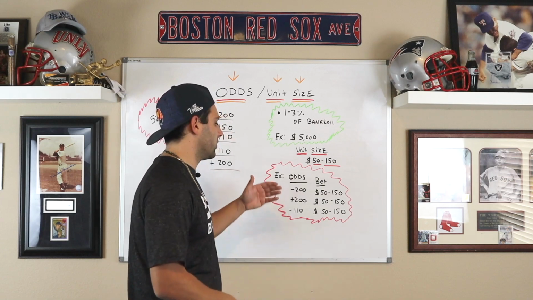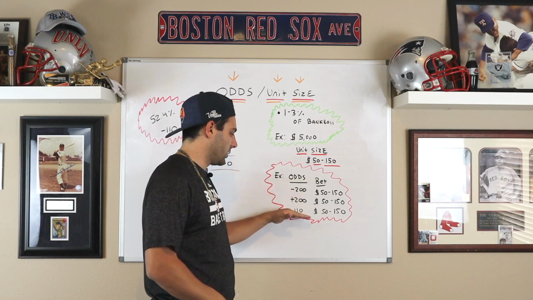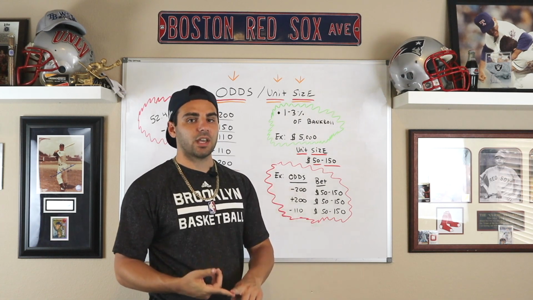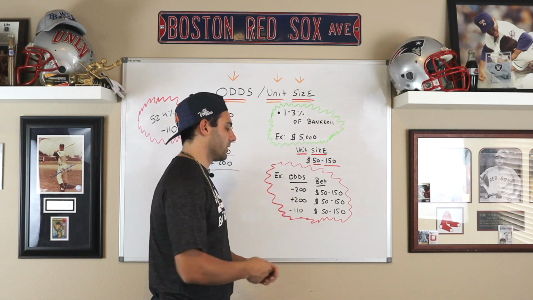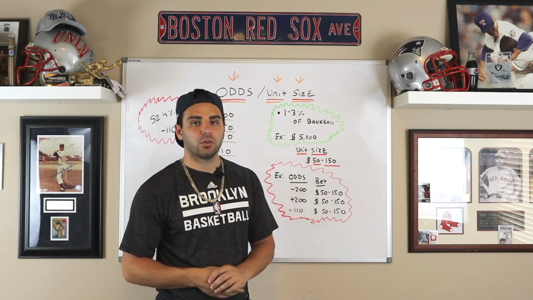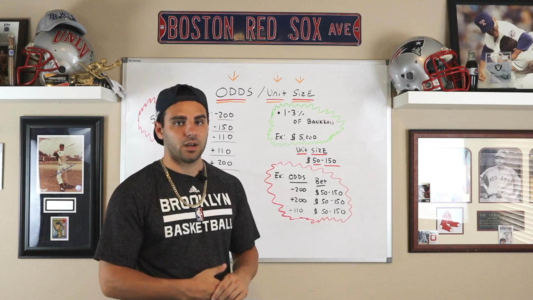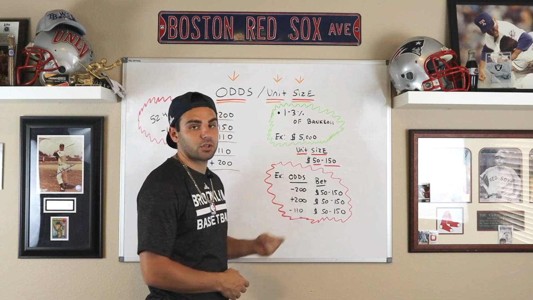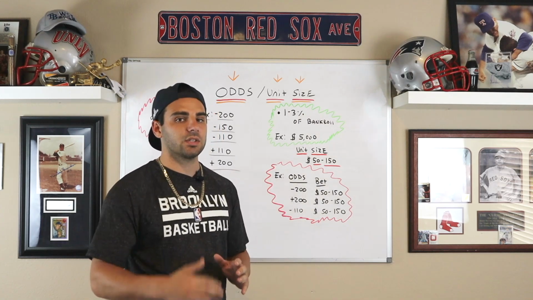You got to realize that no matter what your odds are, you stick to your unit size. Stick to it, all right? No matter how minimal of a gain you get or how big of a gain you get. So for example, plus 200, still stick to your $50 to $150 unit size. There's no reason to vary from that. Whether you get a little gain from your minus 200 or a big gain from your plus 200, it doesn't matter. Stick with the same unit size.